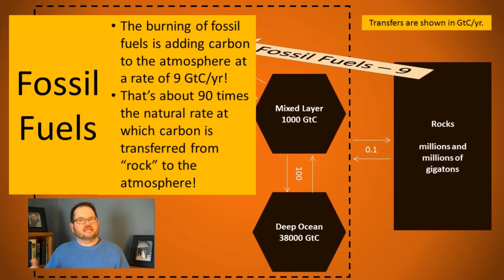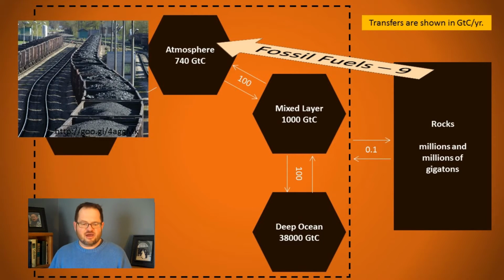In contrast, of course, we dig them up and bring them into the atmosphere at an enormous rate. At the present time, the burning of fossil fuels is bringing carbon from the rock into the atmosphere at a rate of about 9 gigatons a year. 9 billion tons of carbon atoms per year. That is about 90 times the natural rate at which carbon is transferred from rock into the Earth's atmosphere. This is a huge perturbation to the overall carbon cycle of the Earth. And we do it because we love fossil fuels. They make the modern world work.